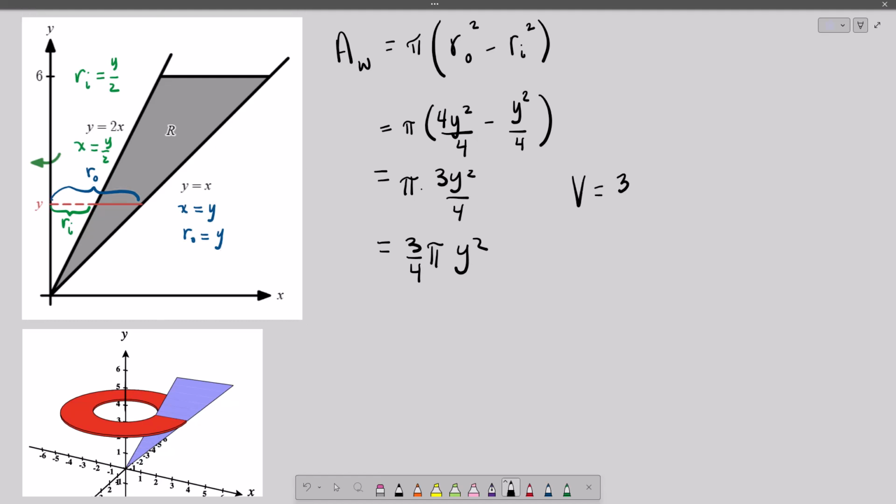So volume will then be the integral of area. So we have 3 pi over 4. The integrand is y squared. Then we look at our picture, and they've actually told us that we're going from 0 up to 6. So those are our y limits of integration, 0 to 6. And when we do this integration, we'll end up with y cubed divided by 3 from 0 to 6.